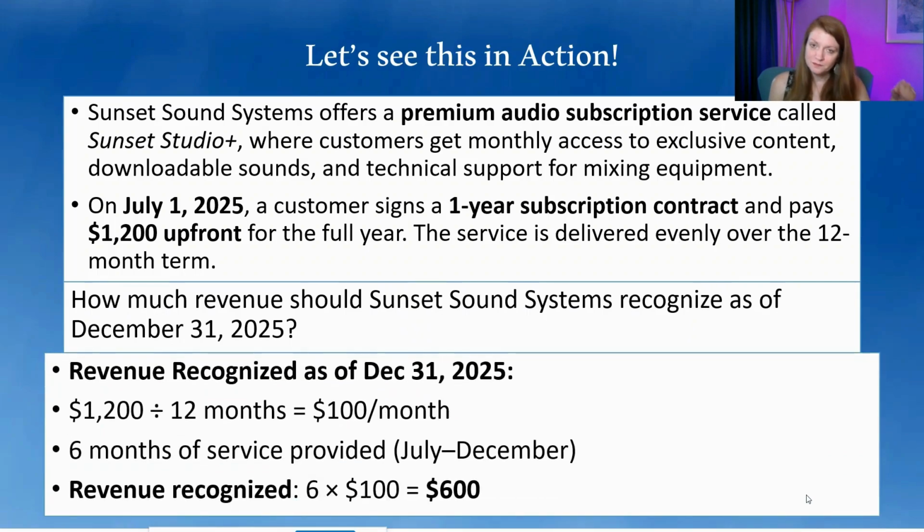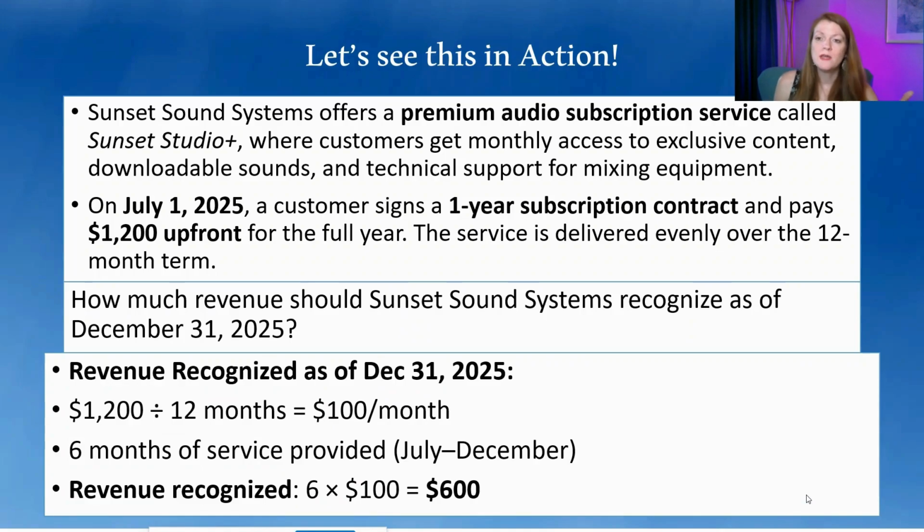So we're going to take the $1,200 divided by 12 months. So that's going to give us $100 a month, right? Made it really easy for you. July 1st to December 31st is 6 months. So we take the $100 a month times the 6 months, and it would be $600 we'd be recognizing.